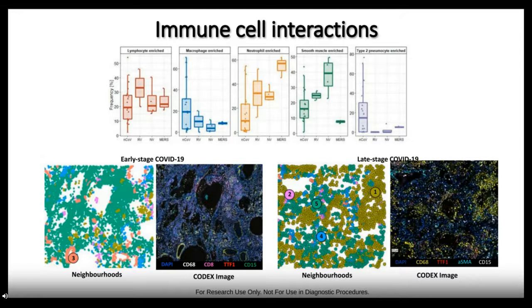Using computer-aided guided analysis of the immunohistochemistry results, we've identified different regions of the tissue that we've identified as either lymphocyte enriched, macrophage enriched, or neutrophil enriched. And the frequency of these different enriched areas varies depending on the type of disease, whether that's SARS-CoV-2, rhinovirus, or control tissue.